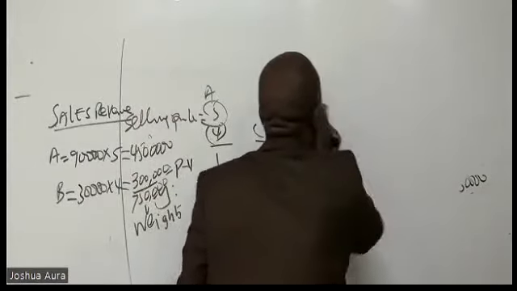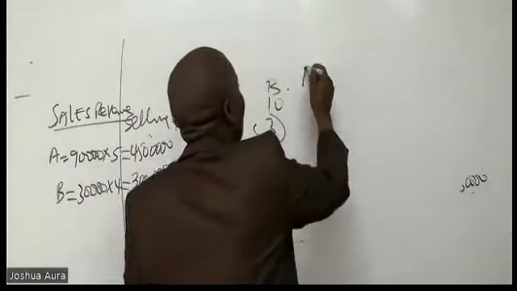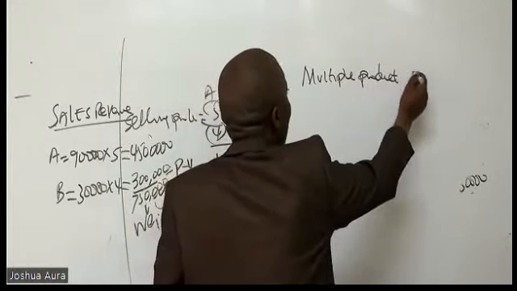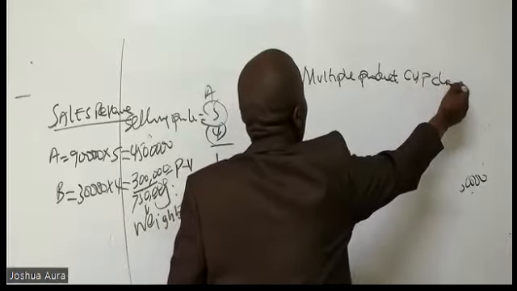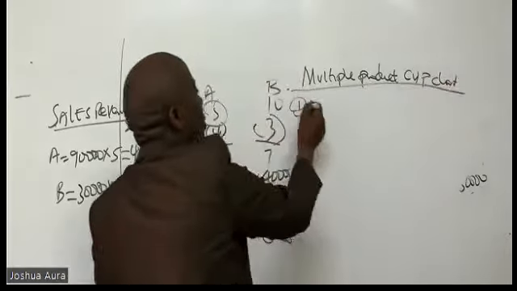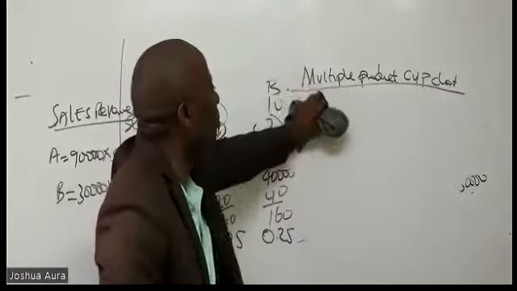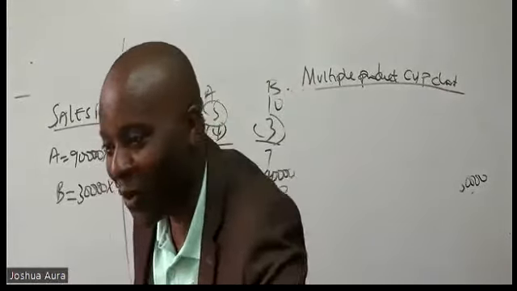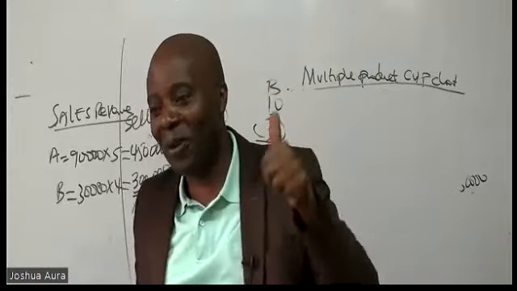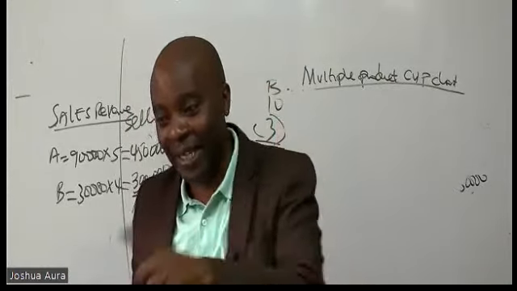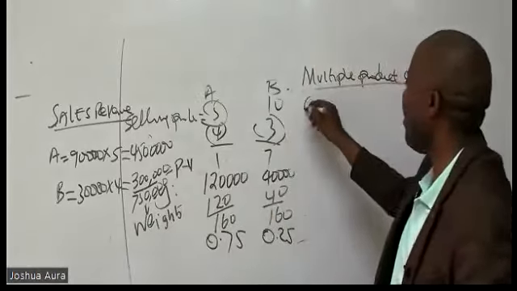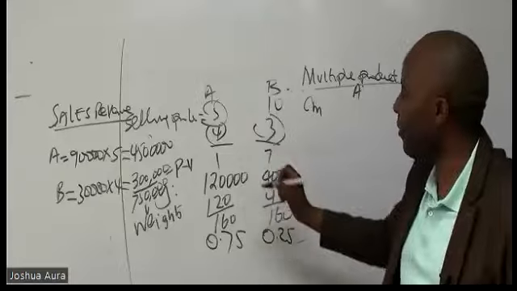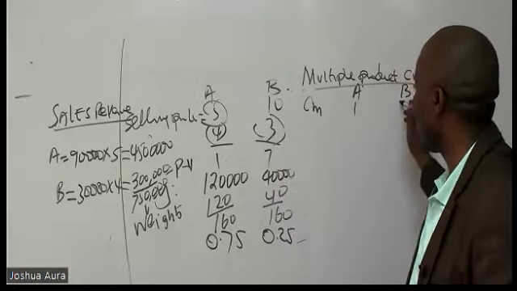Now, ladies and gentlemen, listen here. So then we go to the multiple product CVP chart. What will be the very first thing that we should compute here? We remember those steps. So we start with CM. So A, B. CM we already got: 1 and 7.